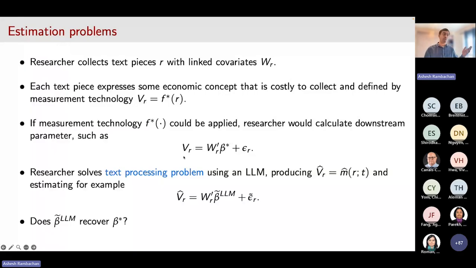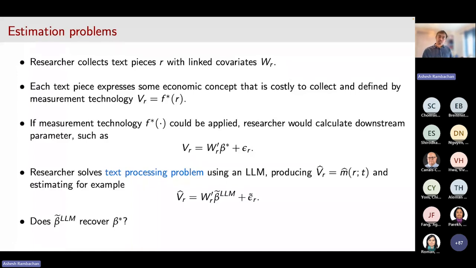For example, we want to regress the policy topic on the partisan affiliation of the bill sponsor, and report the coefficient beta star in that regression. Large language models enter the picture because they might help us solve a text processing problem. Rather than relying on us having to read every single document, let's just give it to a large language model. The large language model produces its own label V hat, and then we plug that into the regression.